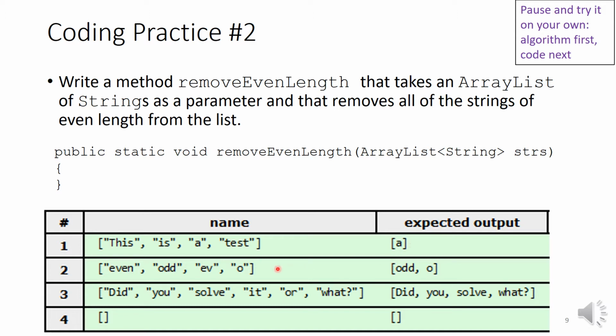Given case number 2, strings even and if should be removed. Testing case number 4 is an empty array list. Its result should still be an empty array list. Now pause the video and try it on your own. Algorithm first and then code. Be sure to test your algorithm on those testing cases before proceeding.